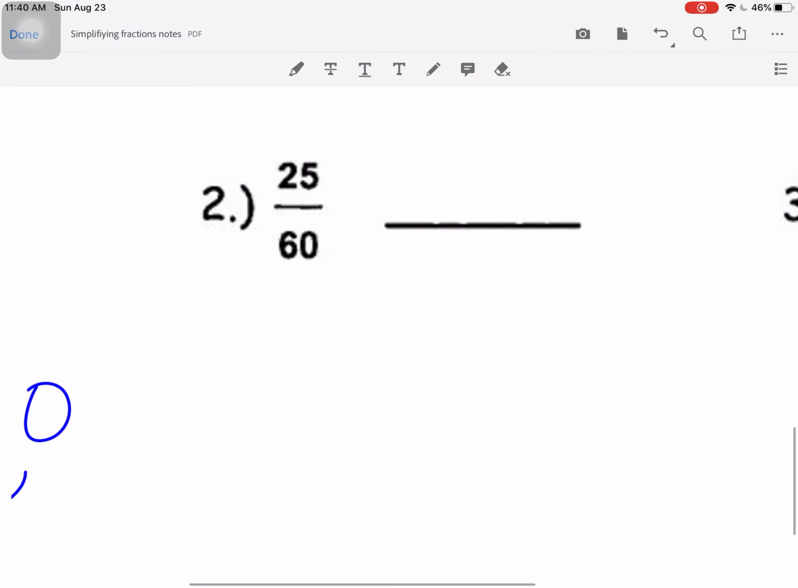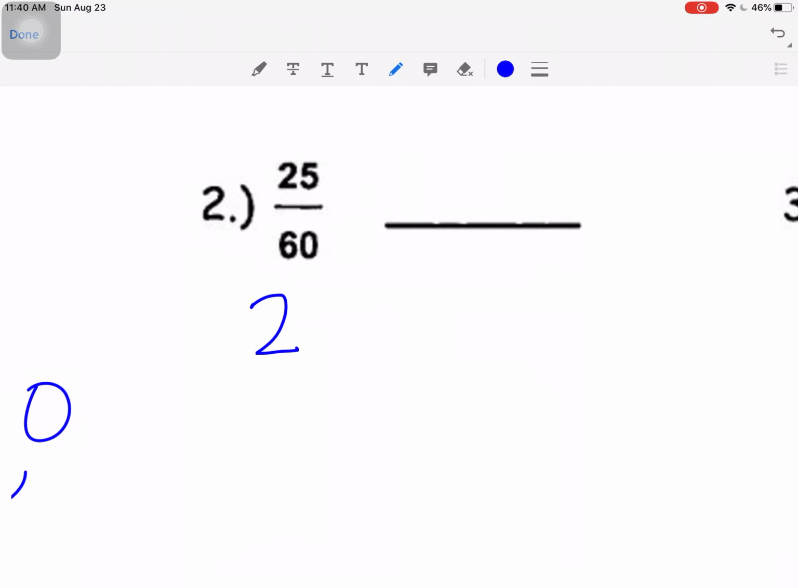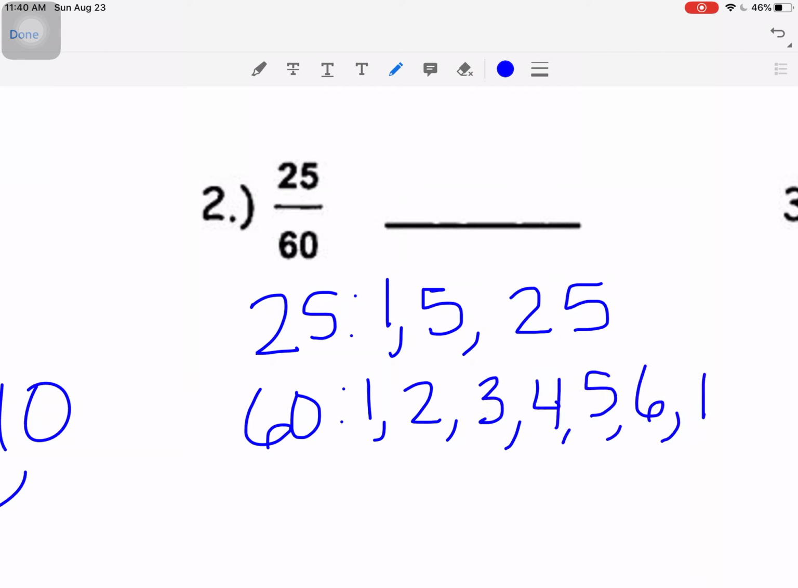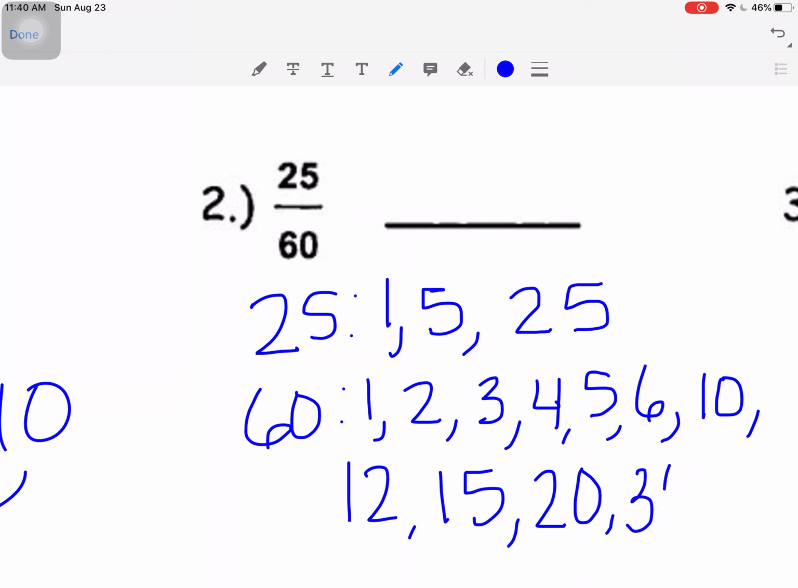All right, same thing, 25 and 60. So 5 times 5 is 25. All right, so we have 1, 2, 3, 4, 5, 6, 10, 12, 15, 20, 30, and 60. These are the factors of 60.